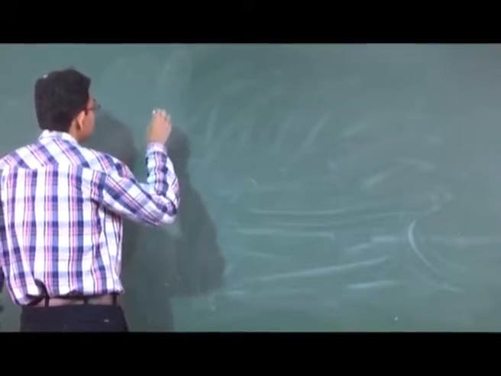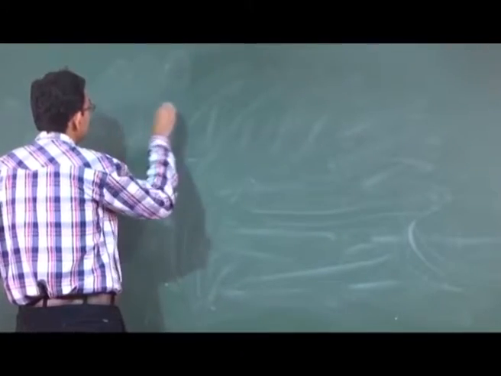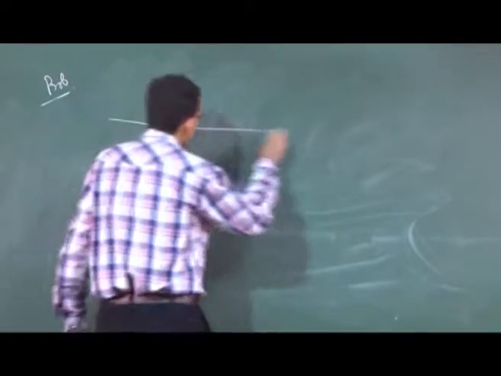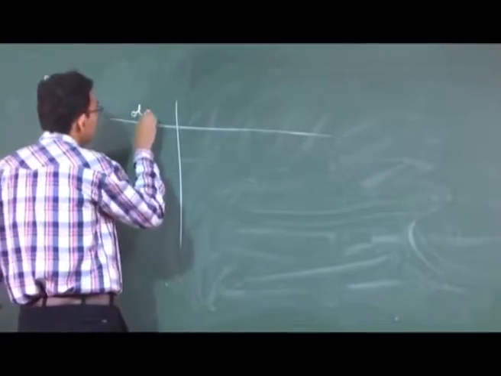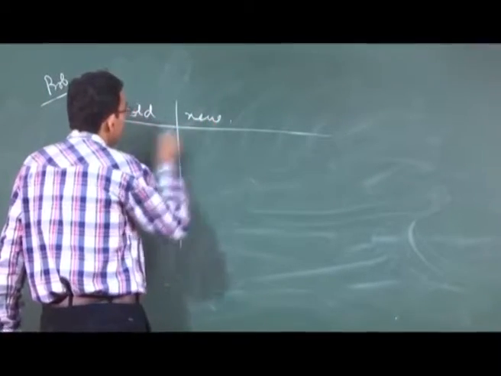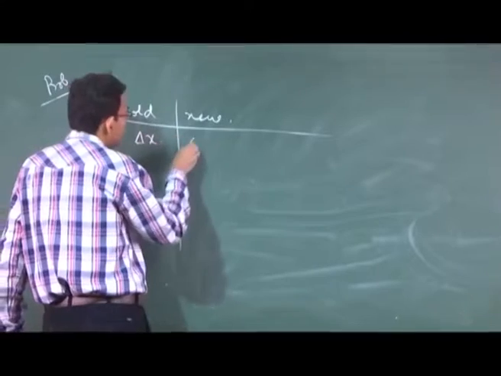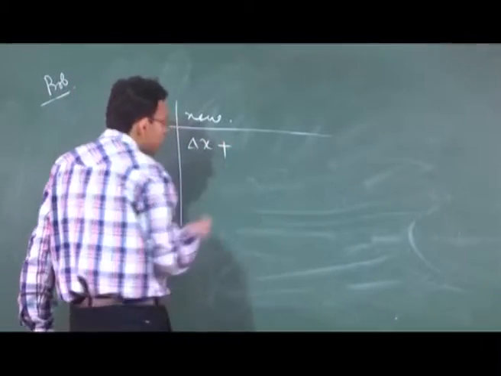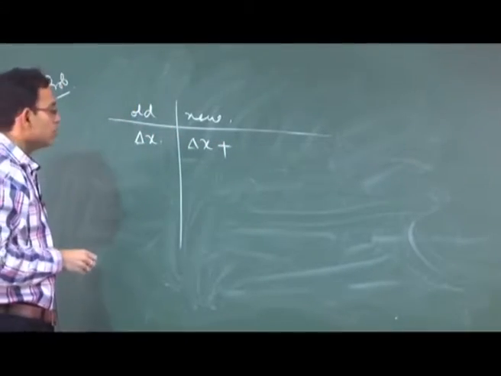So let us write this, let us make a table. So old and new. Old dimension what was delta x, now what it will be, delta x plus the change. So what was the change?